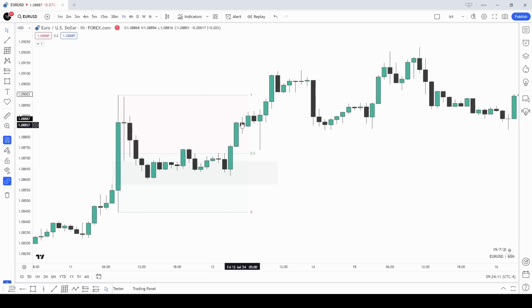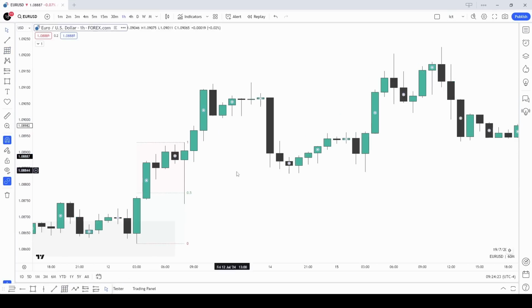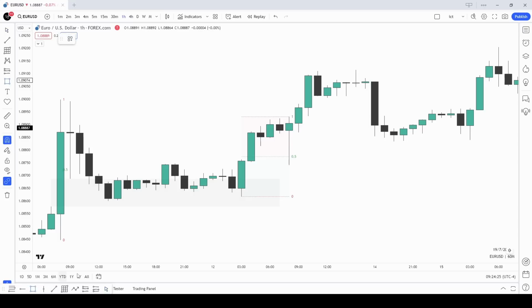You can see price expands overnight in London session, and then we create a mini dealing range inside here. If I move that back, you can see through this expansion leg, create a dealing range. Now, remember our key times for Forex, 9 to 10 AM candle.